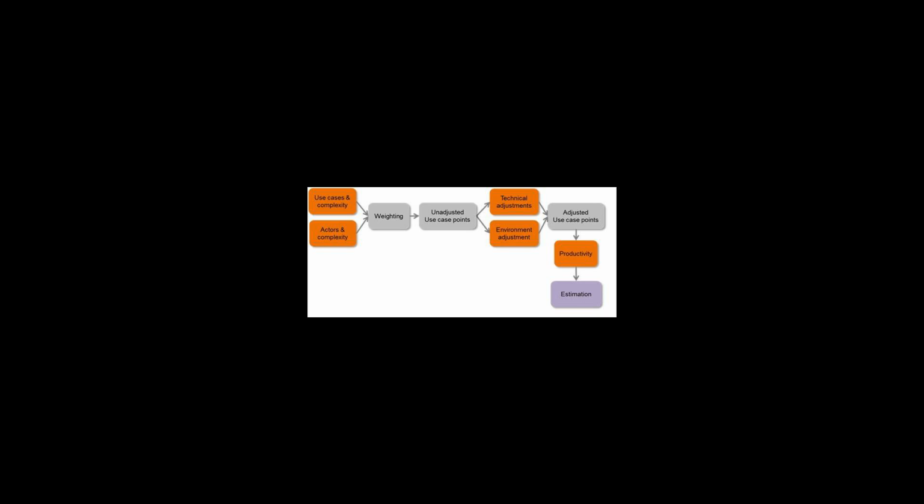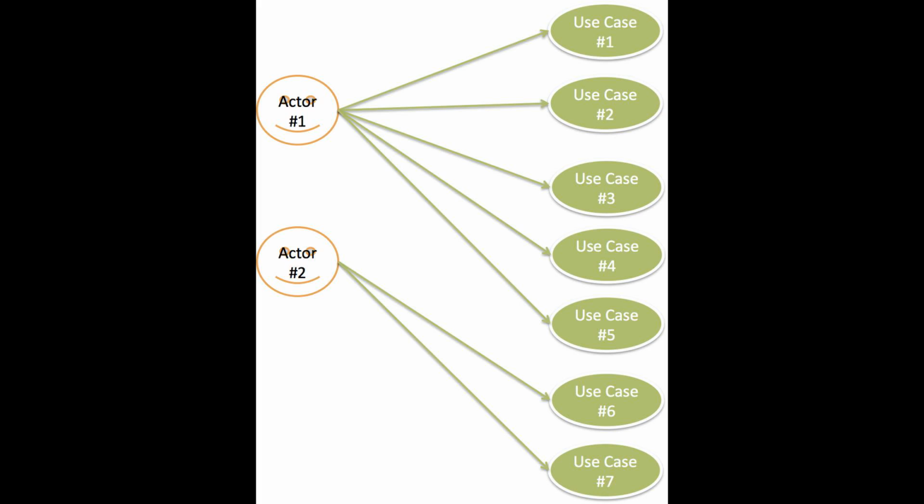The calculation for UAW is as follows. UAW equals total number of simple actors x1 plus total number of average actors x2 plus total number of complex actors x3. For the online shopping system, UAW equals 1 by 1 plus 0 by 2 plus 4 by 3 equals 13. UAW equals 13.